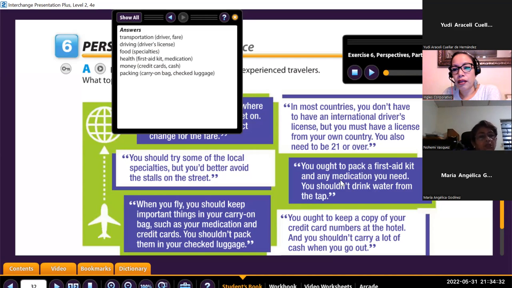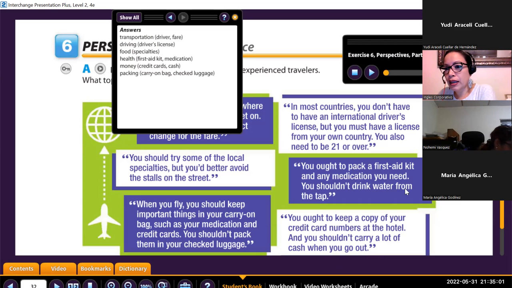You ought to pack a first aid kit and any medication you need. You shouldn't drink water from the tap. Health. And that's about health. Very good. Now, you ought to keep a copy of your credit card numbers at the hotel, and you shouldn't carry a lot of cash when you go out. Money. Document. Money, document. Yeah.